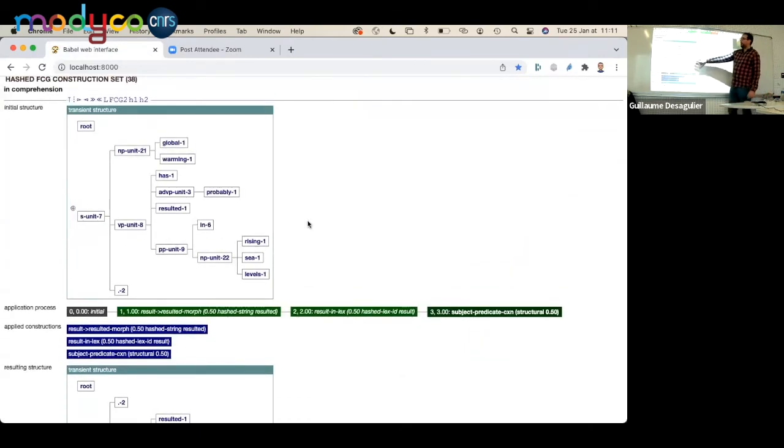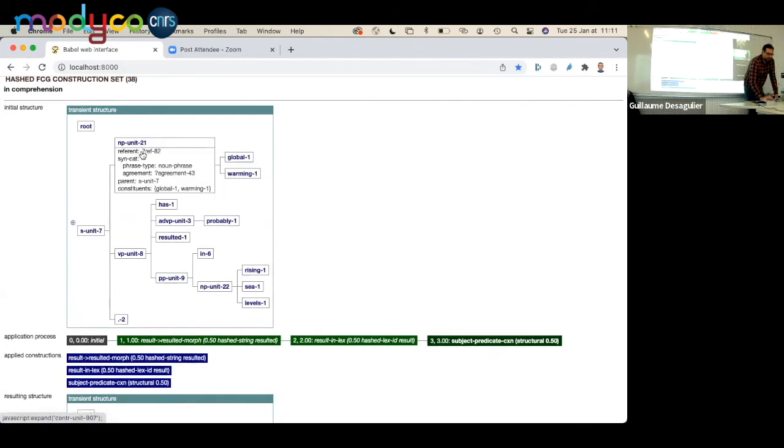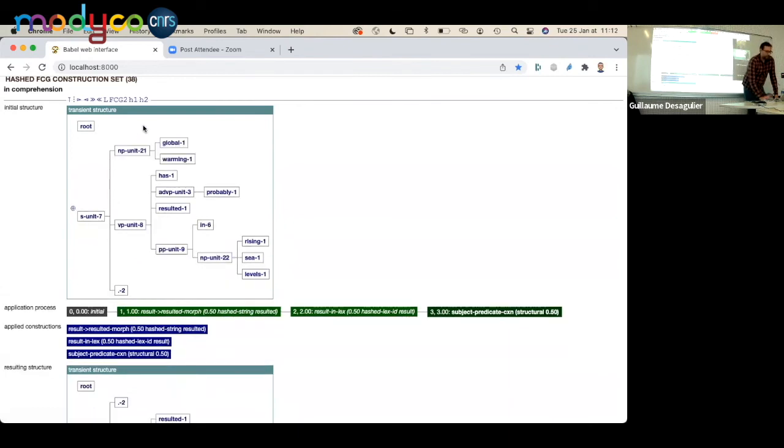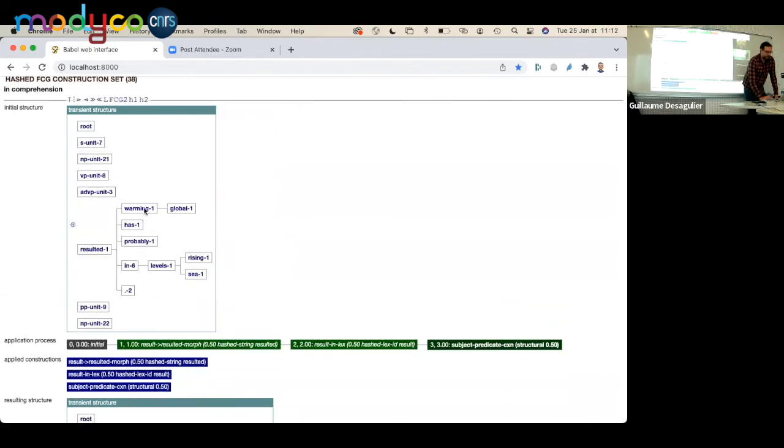So this is the phrase structure view on that sentence. The order of the units doesn't matter, but you have your traditional S, your verb phrase, your noun phrase. These are all boxes, you can open them up, so you have all of the feature information. But sometimes I want to have the dependency structure and I click on a different view.